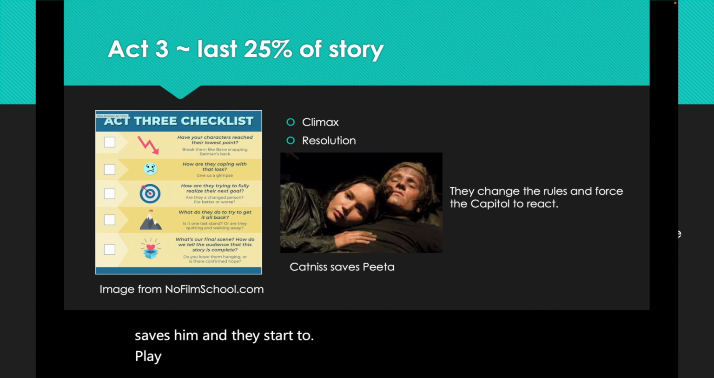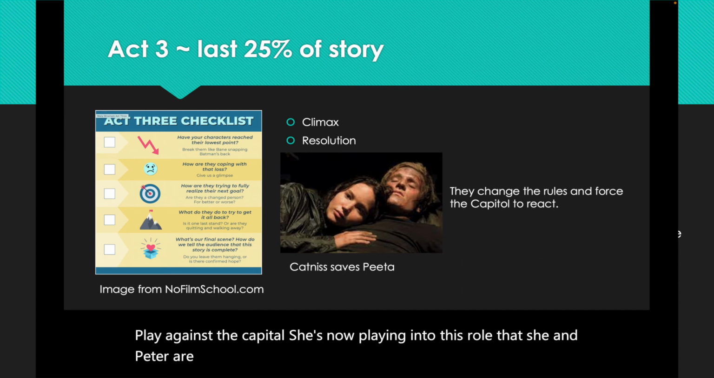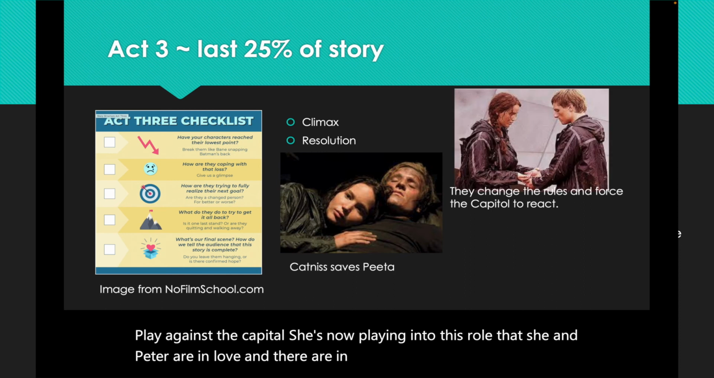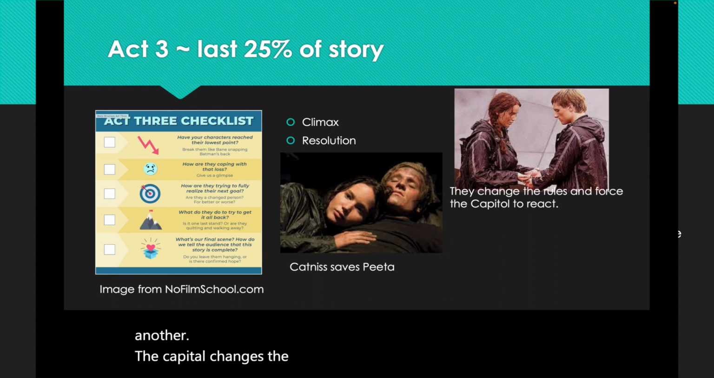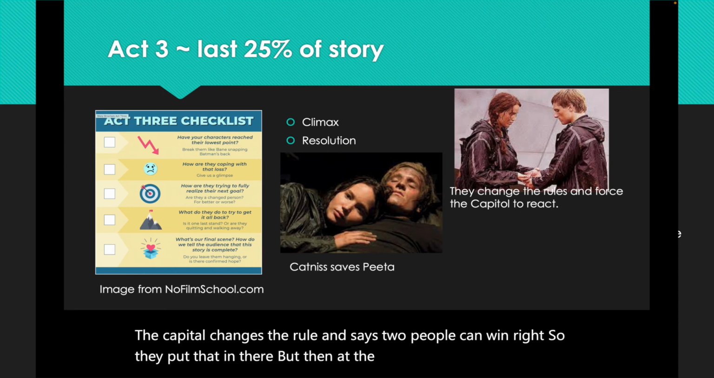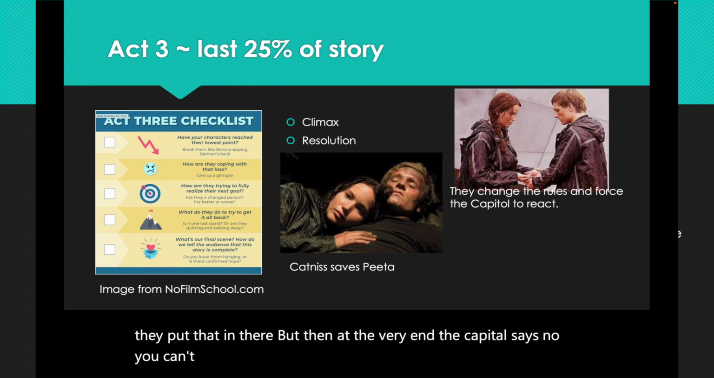She's now playing into this role that she and Peeta are in love, and they are in fact growing attached to one another. The Capitol changes the rules and says 2 people can win, right? So they put that in there. But then at the very end, the Capitol says, no, you can't. Only one person can survive.